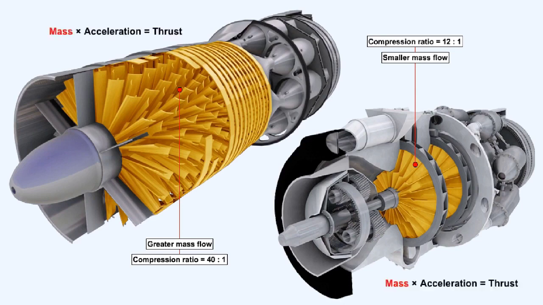Since the amount of thrust generated by a gas turbine engine depends partly upon the mass of air flowing through it, it can be demonstrated that when comparing two engines, each having the same frontal cross-sectional area, the engine which has an axial flow compressor will generate more thrust than the engine with a centrifugal flow compressor.